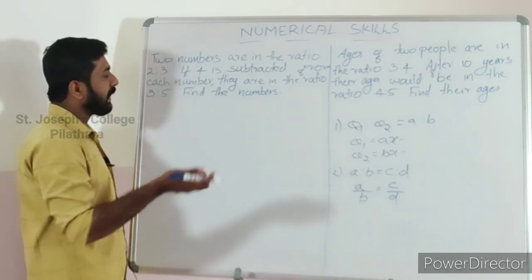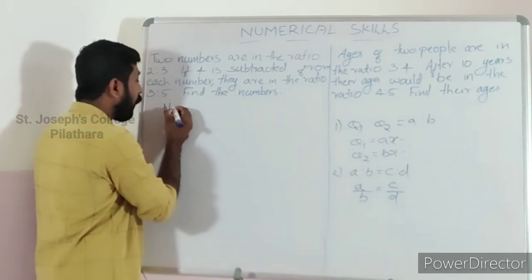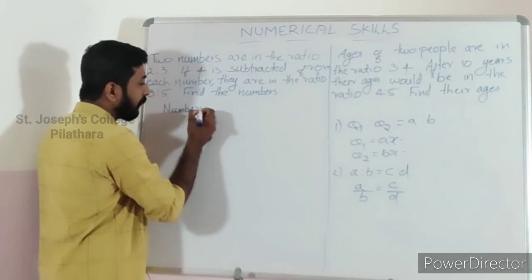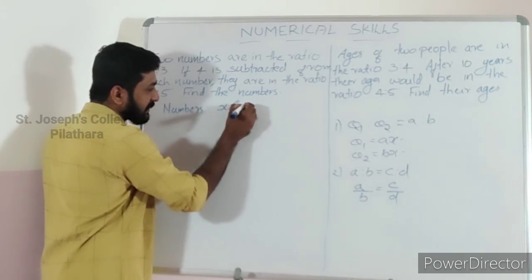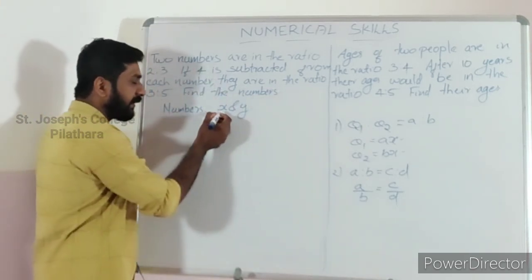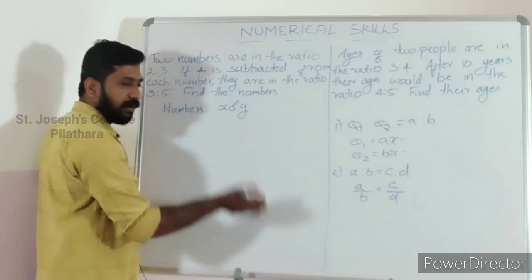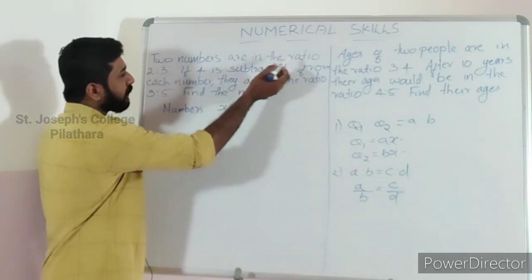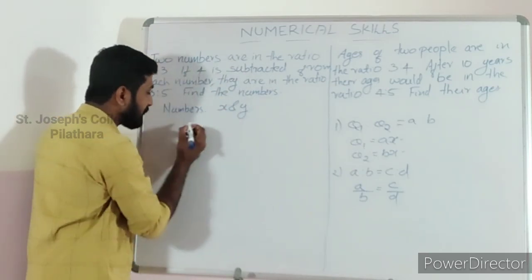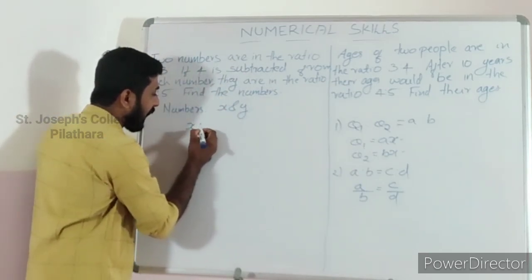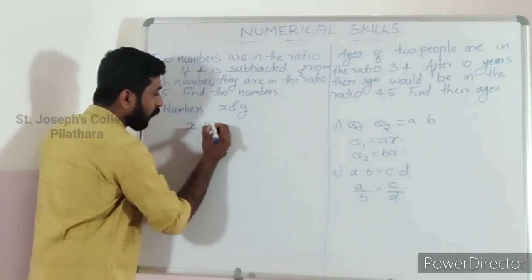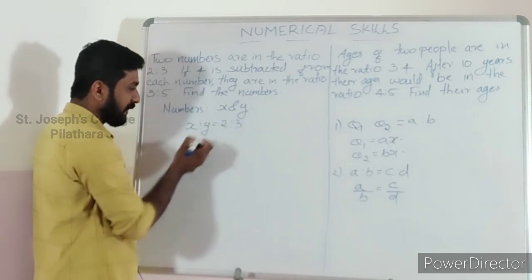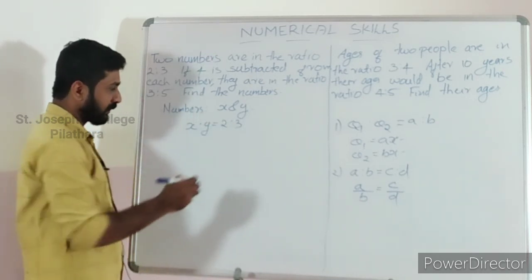For that purpose, I am taking the numbers as X and Y. We have to find this X and Y at the end of the problem. What the question says, 2 numbers are in the ratio 2:3. That is, we can write X:Y is equal to 2:3.